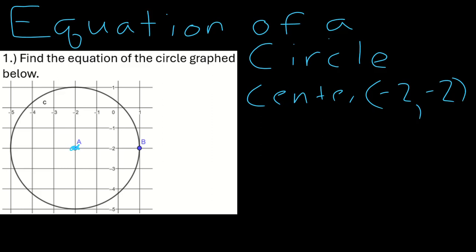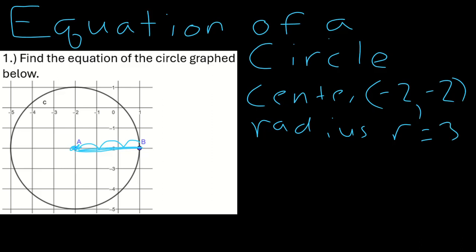Okay, and then the other thing I noticed is that I want to find my radius. In my radius, I can always just draw a line straight to the right, and let's count. 1, 2, 3. So here my radius is equal to 3.